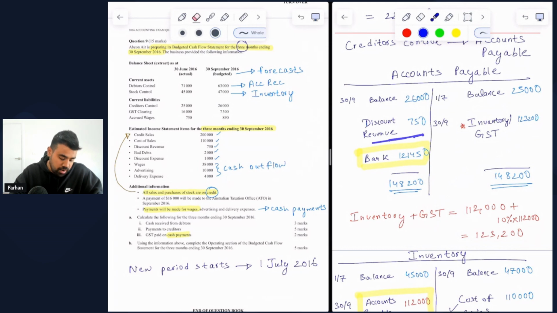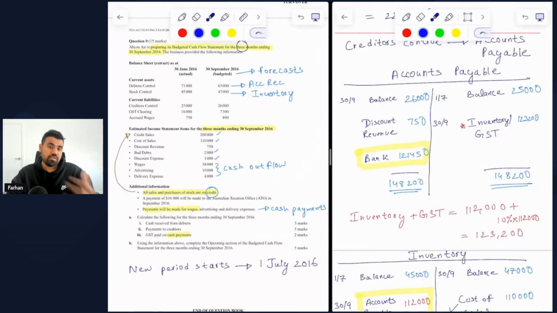So after that is taken care of, then we have discount revenue of $750, which is an other income that we add to gross profit when we are preparing the income statement. And this is $750. As you can see, it's given already here. So I'm highlighting that, $750. Discount revenue refers to the income or the revenue that the business received due to prompt payment made to credit suppliers.